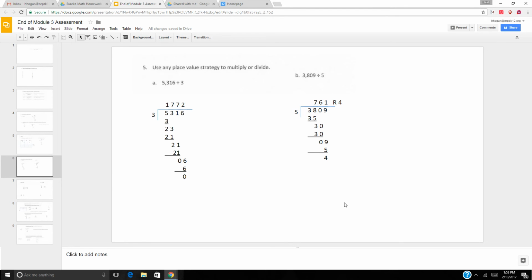Now we have 3,809 divided by 5. Hopefully I did this one correctly. 38 divided by 5 is 7. 7 times 5 is 35. 8 minus 5 is 3. Bring down the tens, please. 30. 6 times 5 is 30. 30 minus 30 is 0. Bring down the ones, which is 9. 9 divided by 5 is 1. 1 times 5 is 5. 9 minus 5 is 4. Remainder 4.